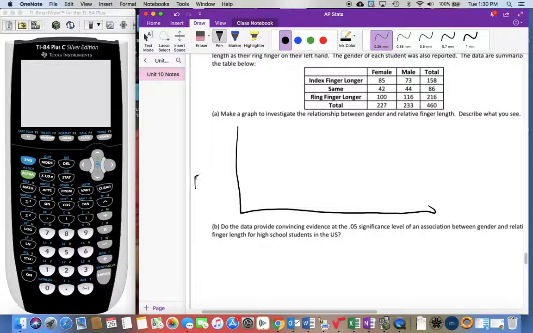I'm going to put frequency as my label over here on the left side, and I'm going to make your length over on the x-axis. So we'll do index longer as the first category. We'll do same as the second, and then we'll do ring finger as the final category there. So frequency, if you notice, all of the totals for each of these, and we're going to compare male versus female. So when I say side by side, we'll make female blue, we'll make male red. So we'll compare those side by side.